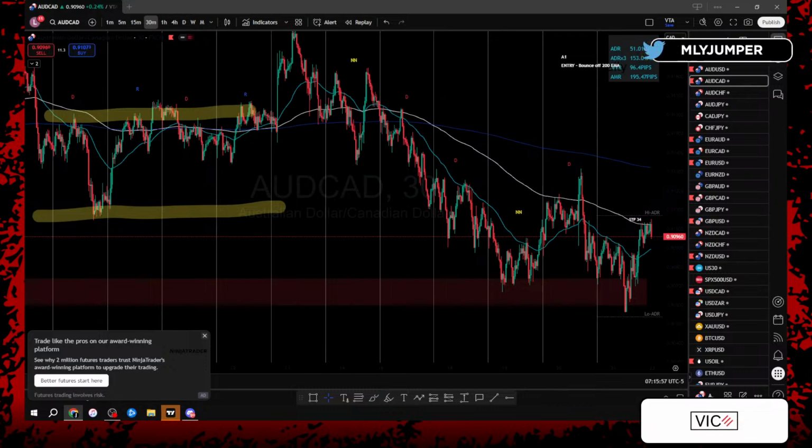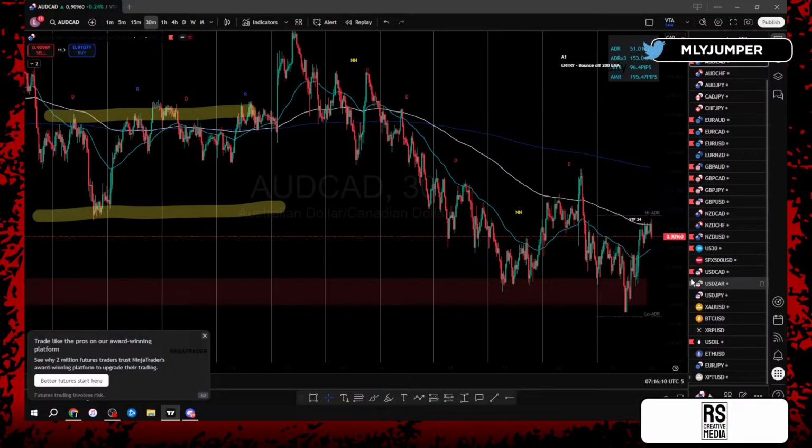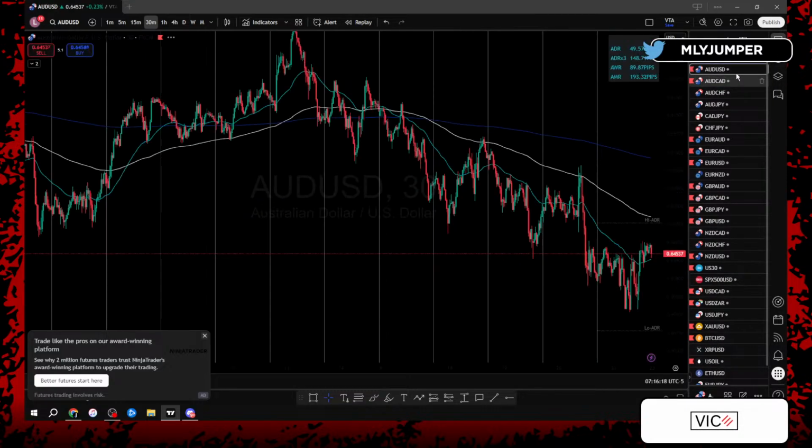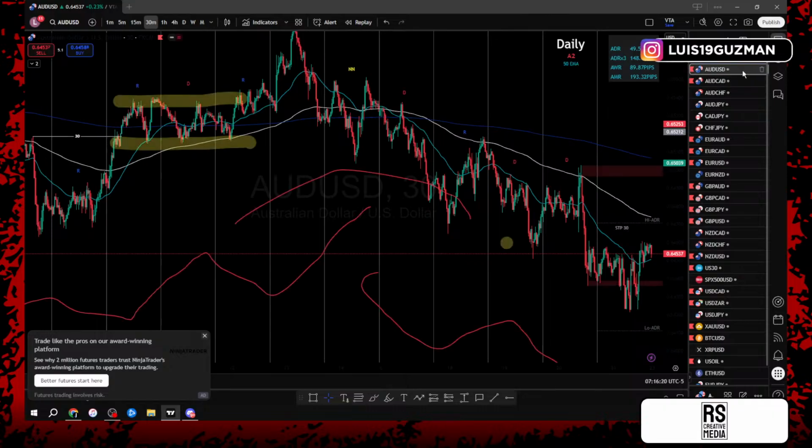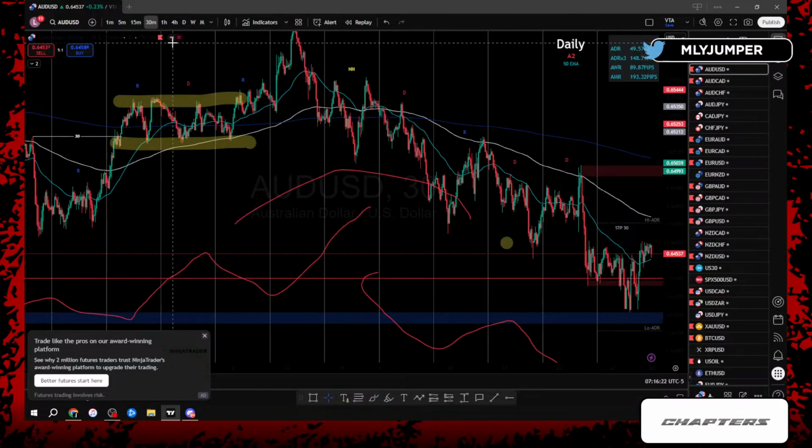Just going to give everybody another 5 minutes to join and then we will get started. We're going to be going over the pairs you see on the right hand side of the screen with the red flag next to their name, starting off with AUDUSD, finishing off with US oil. We will be going in order from the top to the bottom. But if you guys have any questions about any other pair, just let me know and we'll go over it.